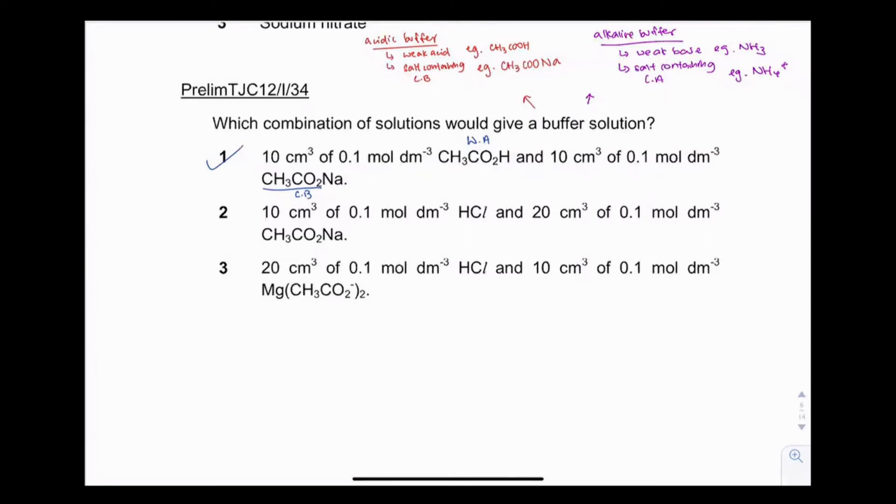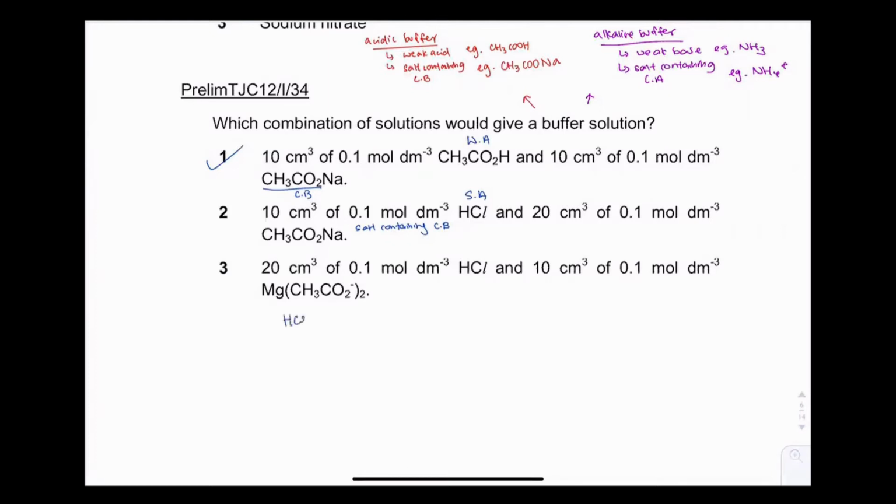Next, let's take a look at option number 2. So I have 10 cm³ of 0.1 mole per dm³ of HCl. So HCl is a strong acid. And 20 cm³ of 0.1 mole per dm³ of sodium ethanoate. So at first glance, it might seem like I have a strong acid and a salt containing the conjugate base of ethanoic acid. So it seems like I do not have the components required to give me my acidic buffer because I do not have my weak acid. However, don't jump to conclusions so quickly.